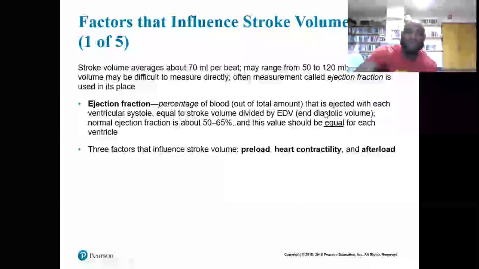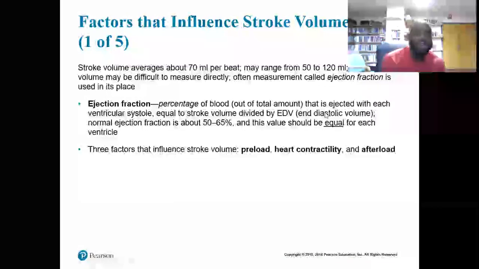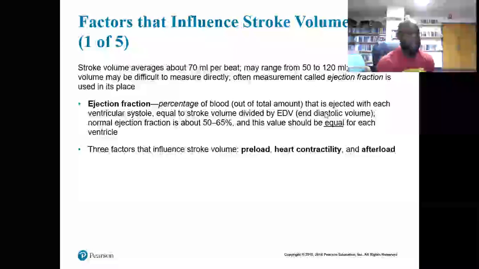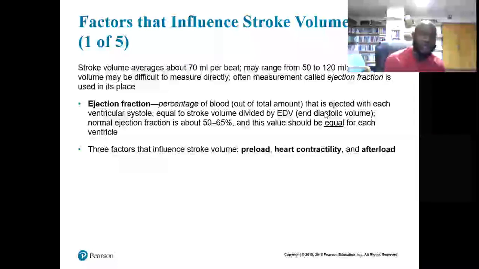All right. So these are some factors that influence your stroke volume. So know that stroke volume equation. If you want to rewind the video, go back through it. If you need a further explanation, just let me know. But you do need to understand that. So stroke volume averages about 70 milliliters per beat, but it can range from 50 to 120 milliliters.